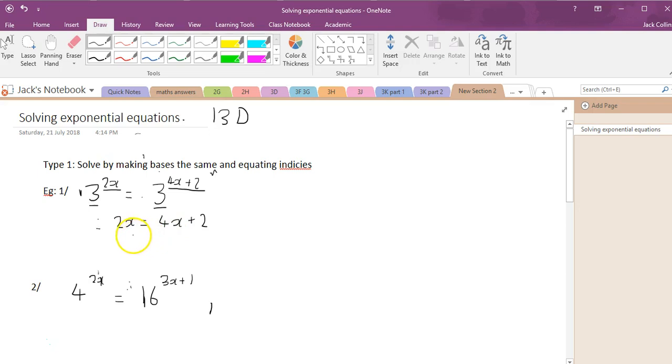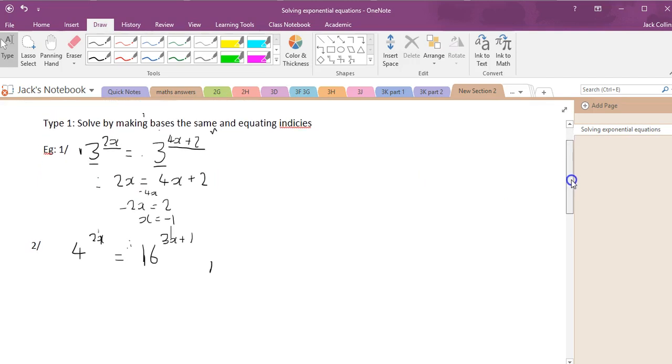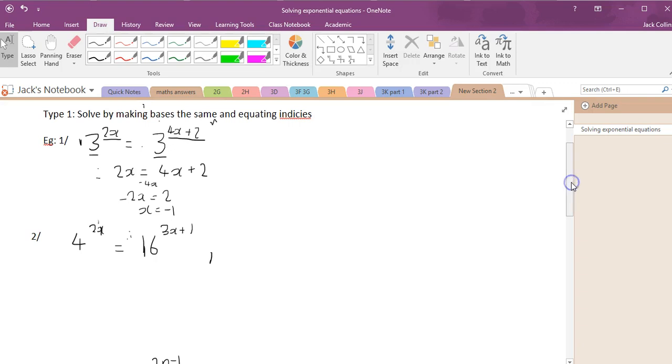So all you'd have to do is get all the x's onto one side. So I'd just subtract 4x from both sides. So negative 2x is equal to 2, and then divided by negative 2, x is equal to negative 1. Okay, so the key here is to make sure the base is the same and then solve. So the first one, the base was the same to start with, so that was a one-step answer.